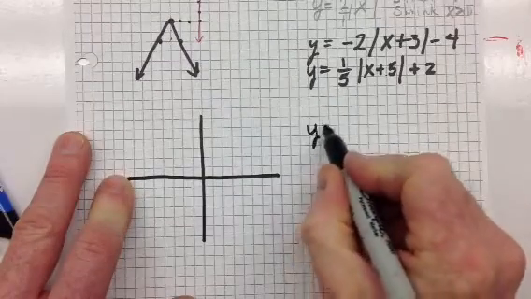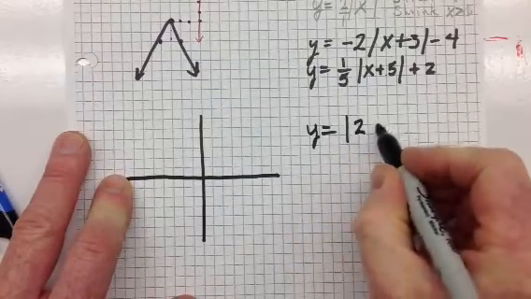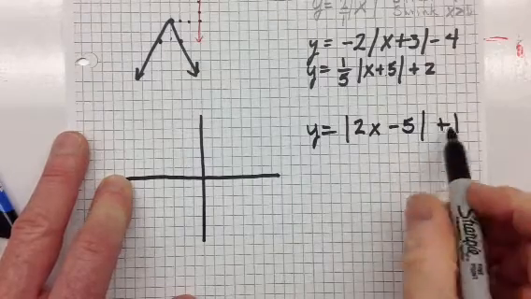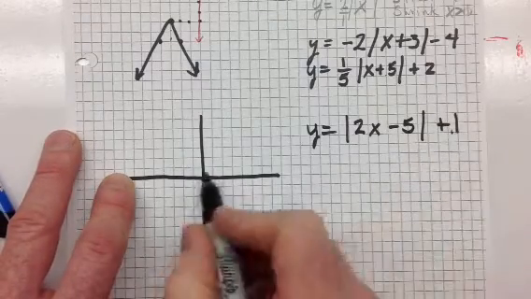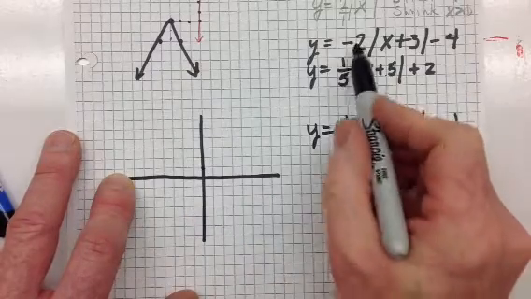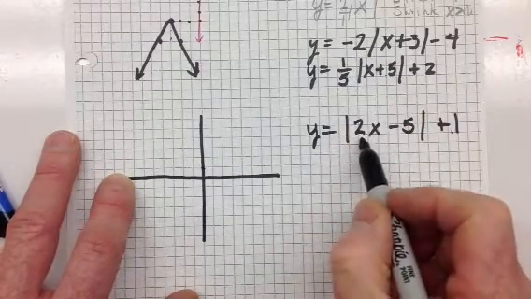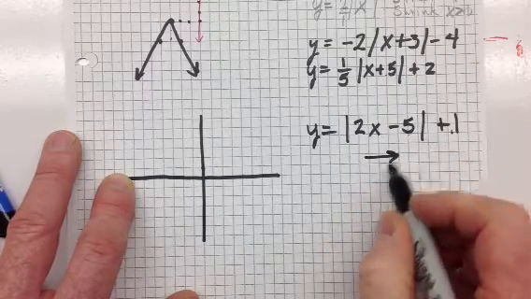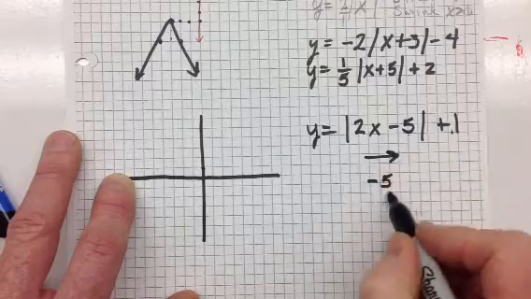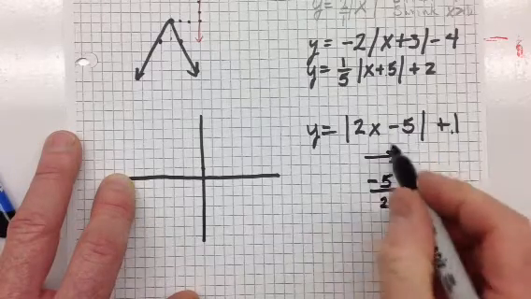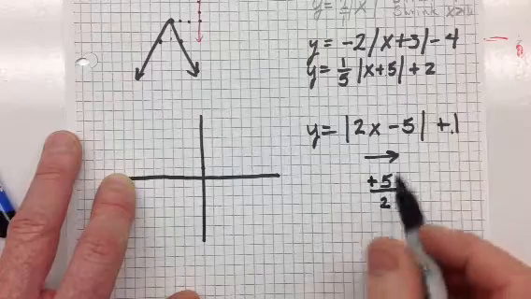Okay, let's say I have y equals the absolute value of 2x minus 5 plus 1. Well, this is a shift that shifts it up and down, up 1. But now we have a number in front of the x. So our actual shift horizontally is this number, negative 5, divided by this number, which is 2. But again, it's opposite this sign, so it's plus 5.